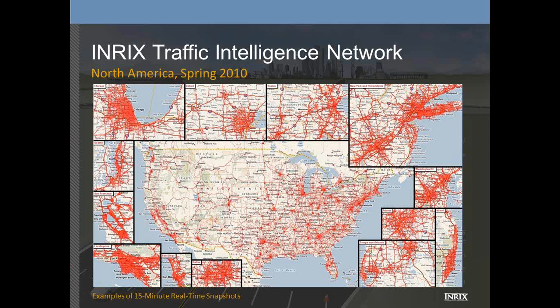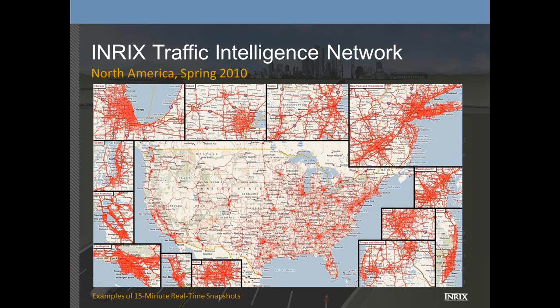And so you can see here what the data looked like in 2010. Every red dot on the screen represents one GPS data point that was received by Inrix. And as you see the lines that represent the freeways going across the United States, there is no underlying base map here. Those lines are simply being drawn by the individual data points that have been received.